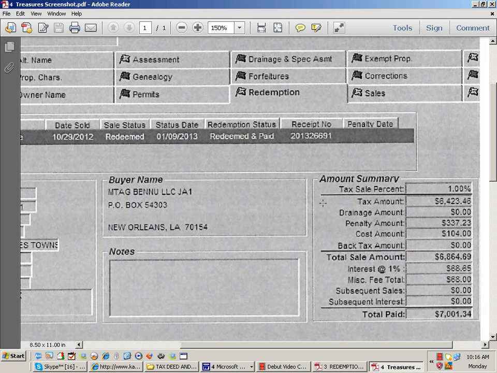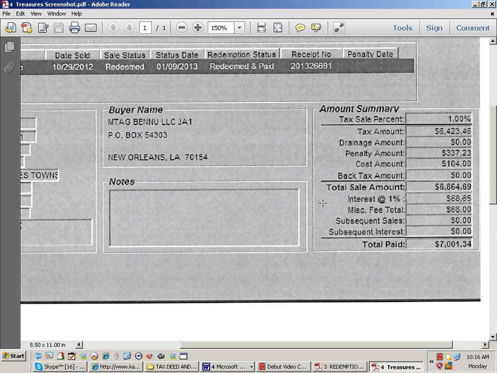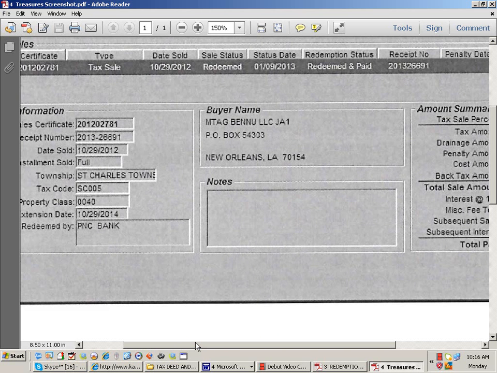And then we got an amount summary, and it's a site address. It's not a mailing address, actually. New Orleans, Louisiana. It's a site address. Well, actually, a P.O. box with that zip code, that could be an address. That's like general delivery. You got the zip code, so it's going to go to the post office. And maybe the P.O. box is in the name of M-Tag Benu.